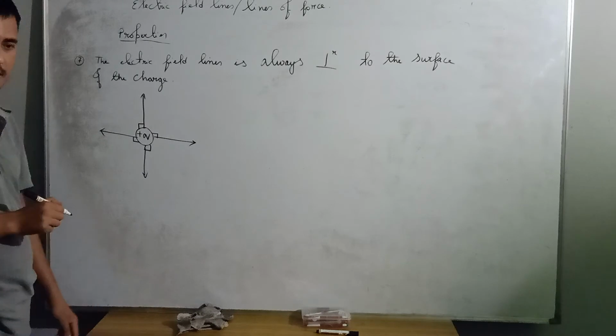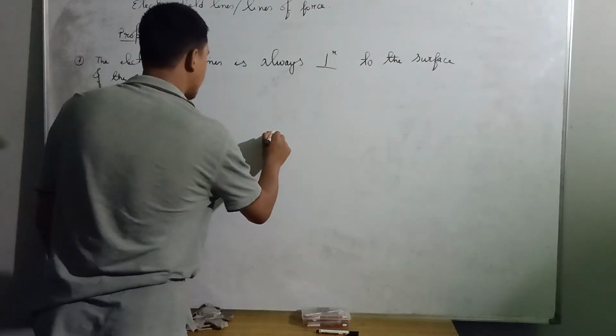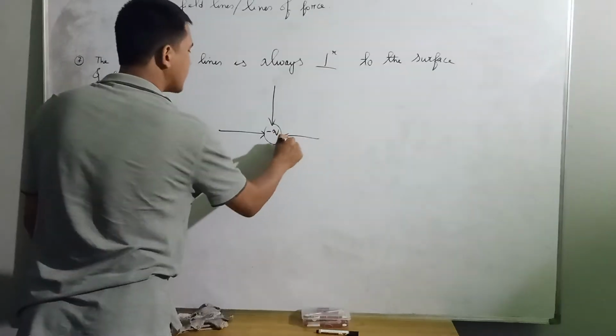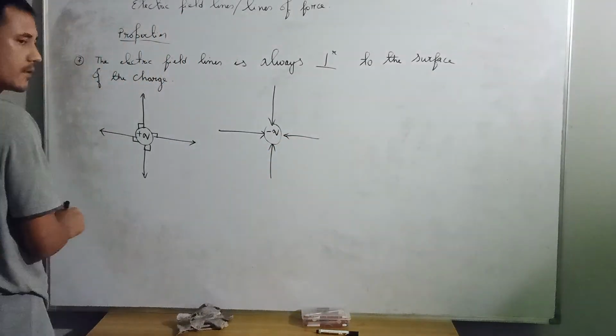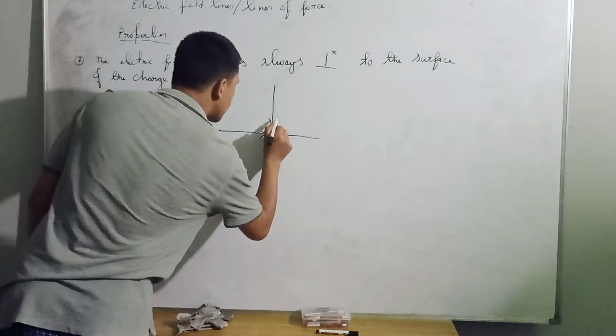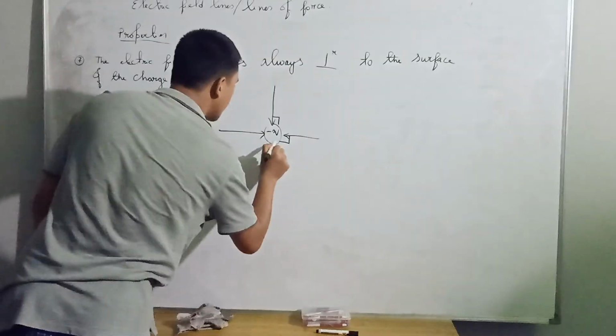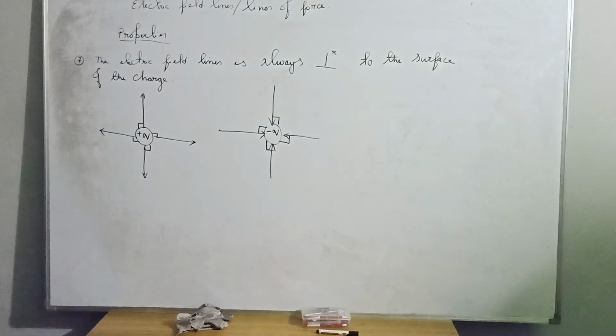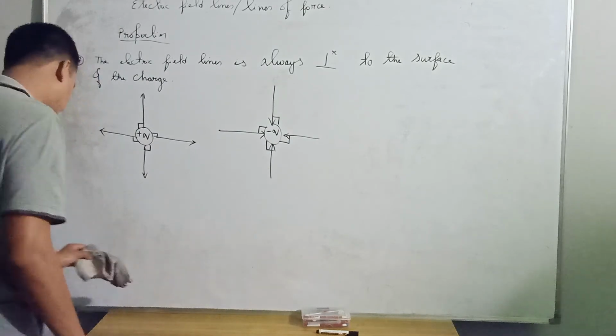Similarly for a negative charge also. If you draw for a negative charge, then the electric field is directed inwards. Then these lines will be perpendicular to the surface of the charge. Is it okay? Yes. So that is the seventh property.